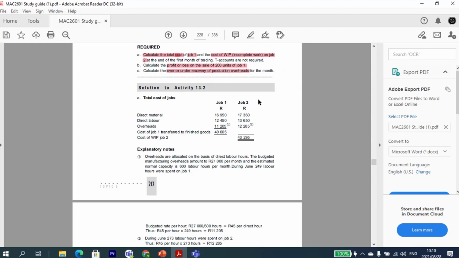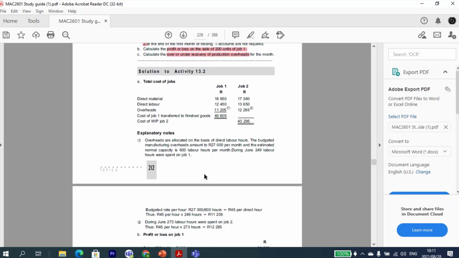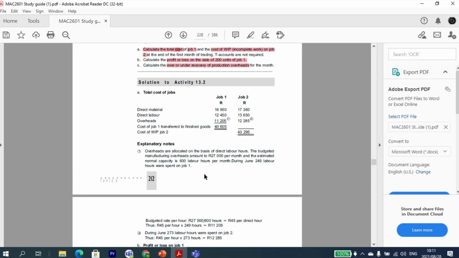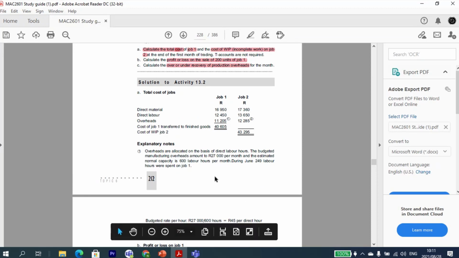And then on our calculations to get the total cost for both jobs, we added the direct material and the direct labor plus the overheads for job 1, which is 11,205, and the total cost was 40,605. Correct. And then for job 2, because we got 12,285, our total cost came to 43,295. Correct. Yes.